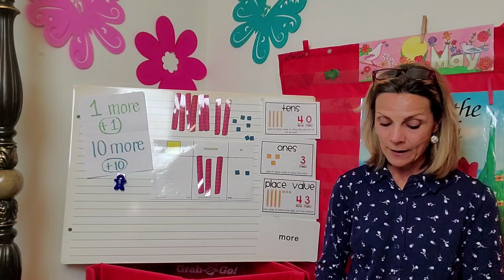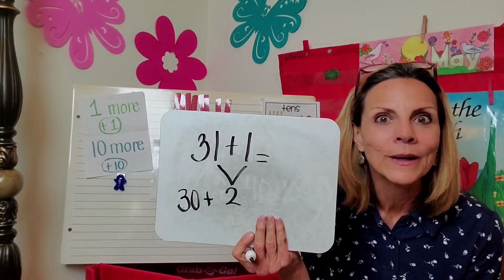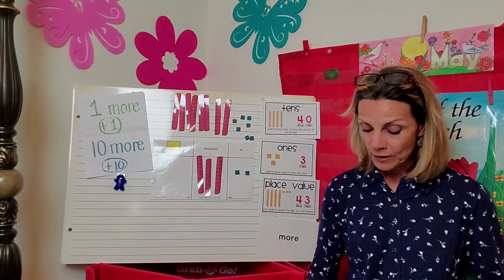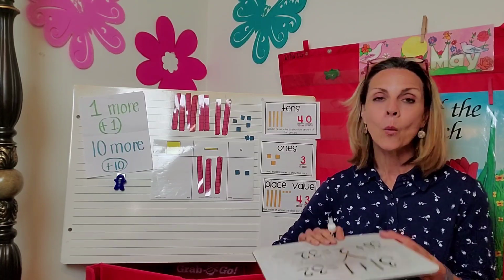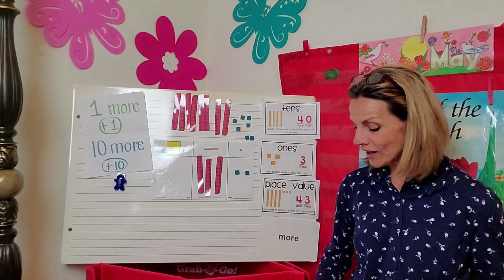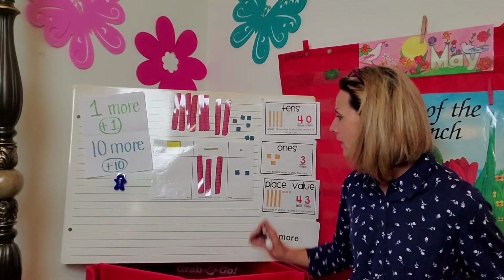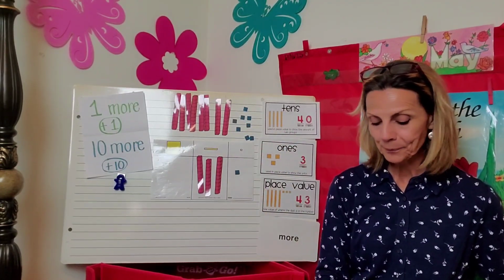Okay, now I'm going to pull down that 30, because that 3 is actually 3 10s or 30. 30 plus 2 is 32. And voila, I have solved the math equation at the top. Now let's add 10 more to 31. So let me pull him back up and get 31 again.